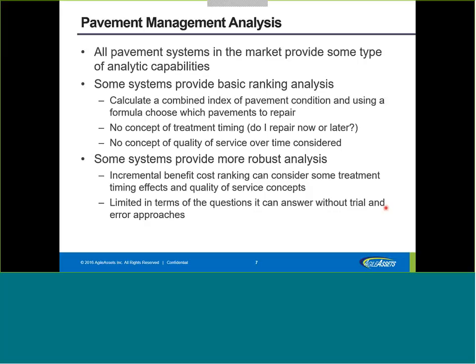Other systems out in the market provide some more robust analysis. They'll go through incremental benefit cost ranking and can consider some types of treatment timing effects and other quality of service comparisons. However, those types of ranking approaches can really only answer relatively simple questions. If I have this budget, what's my work plan? You know, single constraint and single objective type analyses.